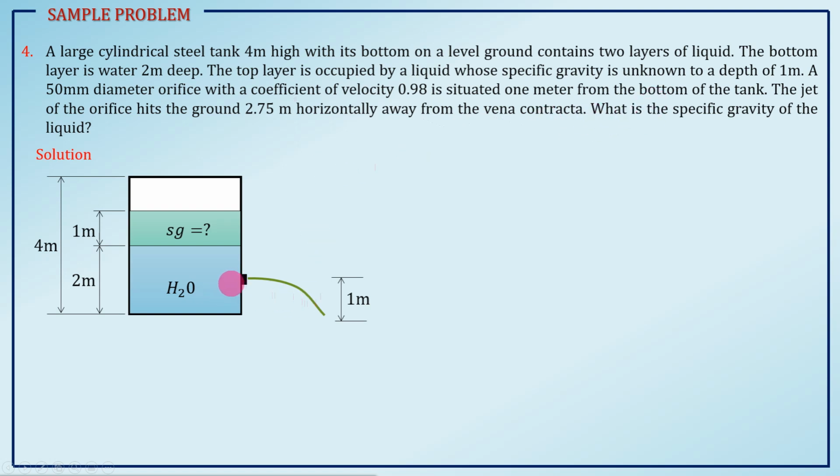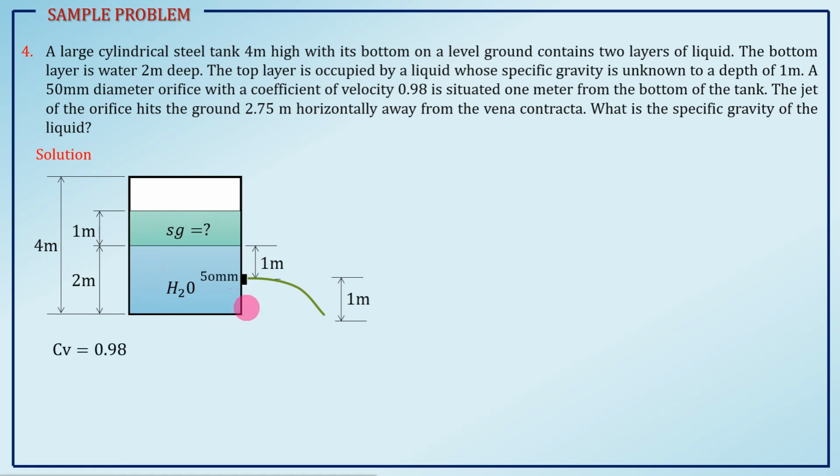So, the orifice is situated 1 meter from the bottom of the tank. So, if the water there is 2 meters, then we still have 1 meter from the water surface up to there. That is its distance. Then this 1 meter is the depth of our unknown liquid on top.